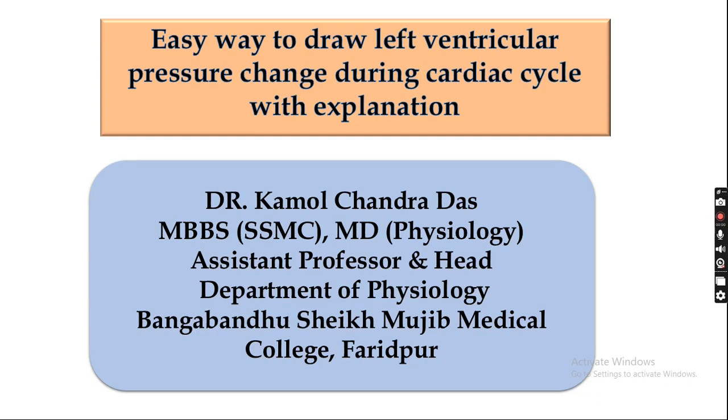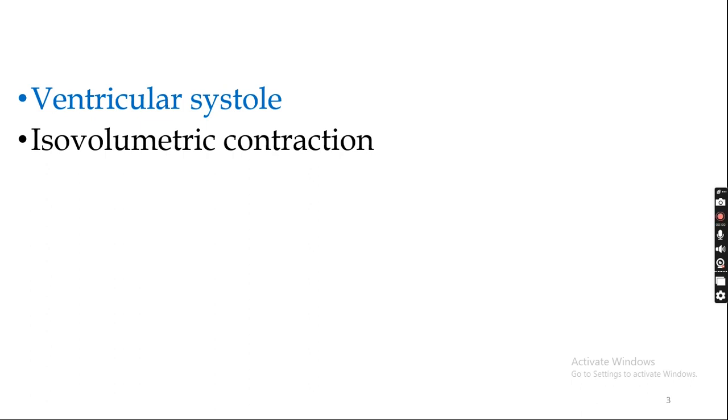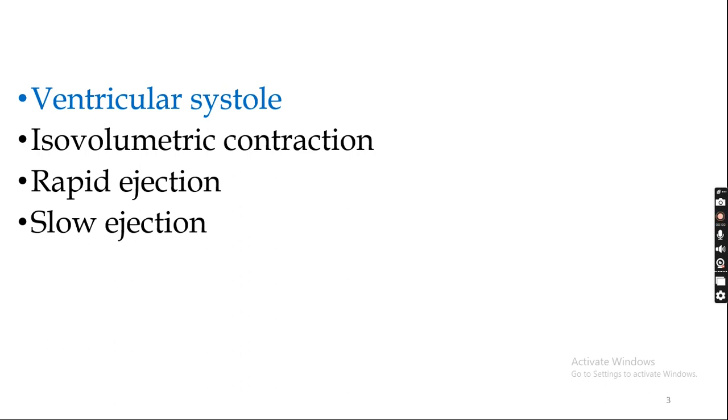Hello students, today I am going to discuss the easy way to draw the left ventricular pressure change during cardiac cycle with its explanation or interpretation. Before drawing, we have to remember that the ventricular systole consists of isovolumetric contraction phase, rapid ejection and slow ejection. The isovolumetric contraction phase means that the volume remains same but there is still contraction.